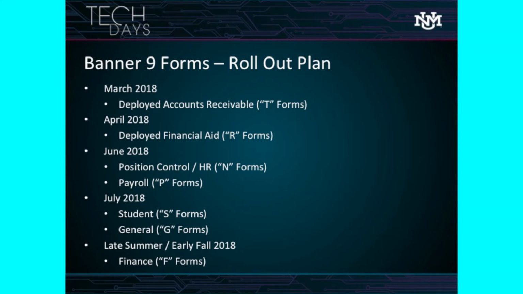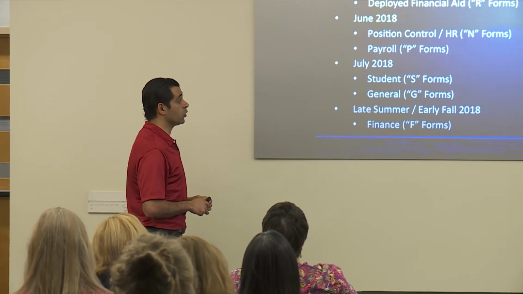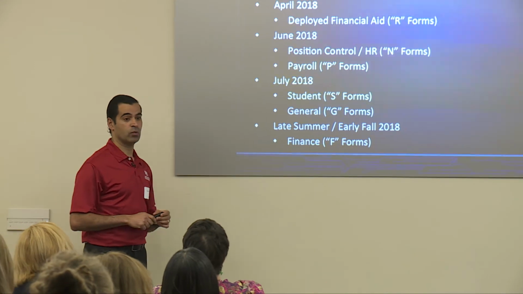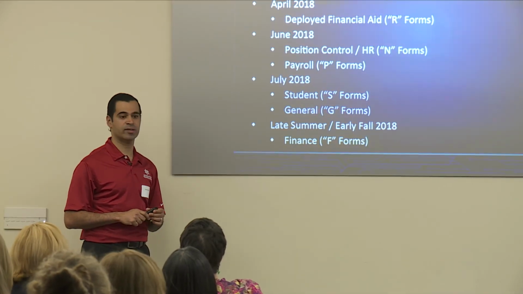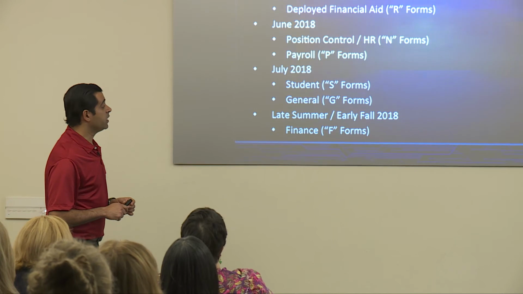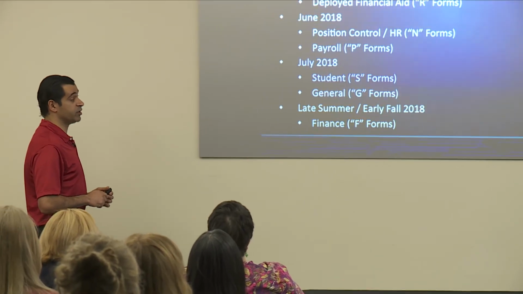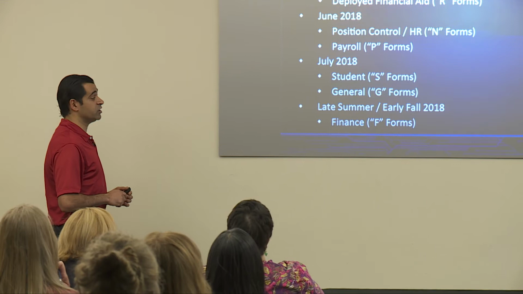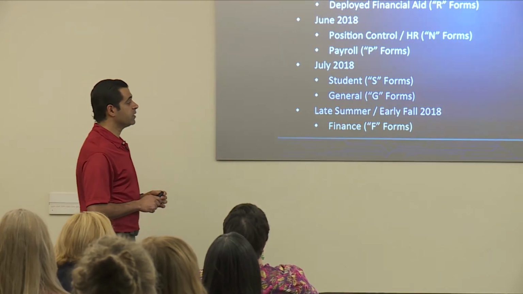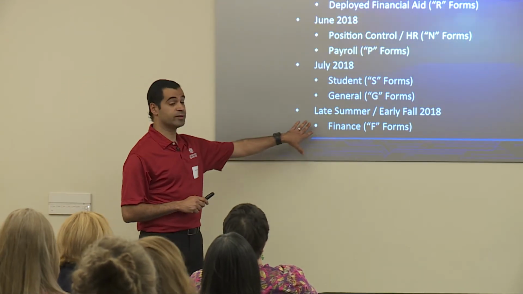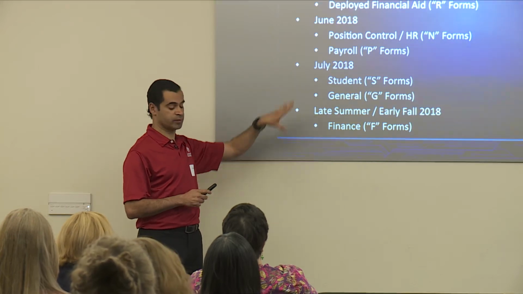All right. What we did in 2018, we deployed the account receivable module, the T forms. We deployed the financial aid, the R forms. And in June of 2018, this year, we'll be deploying position control and payroll, which will be, I believe, next week, 6/15. In July 7/16, we'll be deploying the S and the G forms. Late in the summer, we'll be deploying finance. That's for the admin forms.